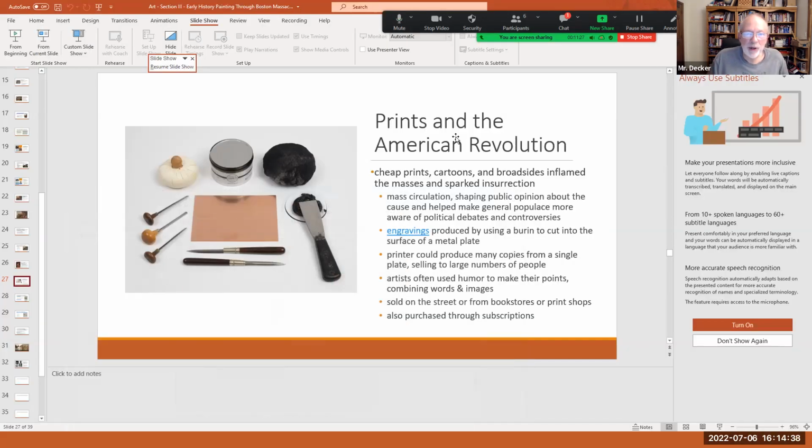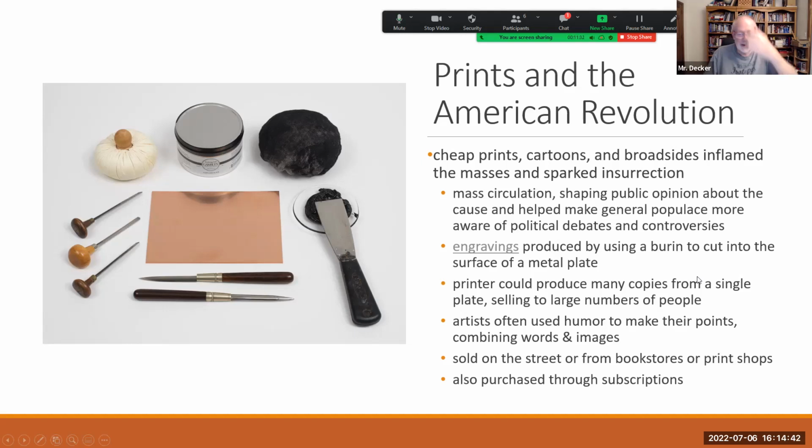So, a nice little review of engravings, which is important because this goes to the heart of making mass-produced prints. A printer could produce many copies from a single plate, selling to a large number of people. Artists often used humor to make their points. This is where the first cartoons come from, combining words and images. Sold on the street or from bookstores or print shops, they could also be purchased through subscriptions.